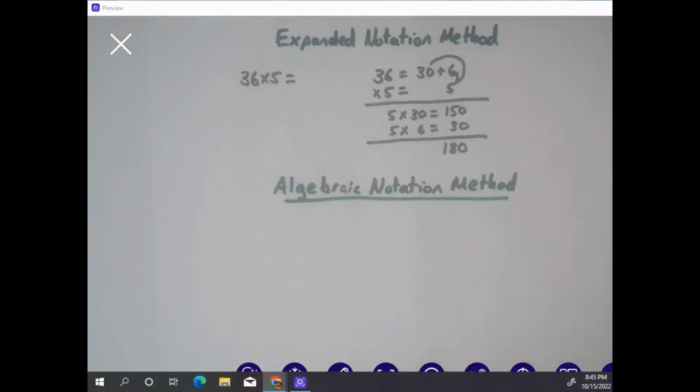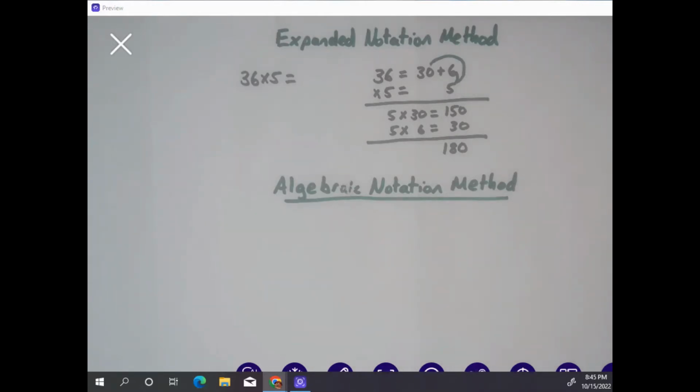All right, today we're back with another multiplication lesson. This one's using the algebraic notation method. I think you're going to like this method. It's very similar to the expanded notation method. In fact, I want to review that before we get started just so I can point out the similarities.